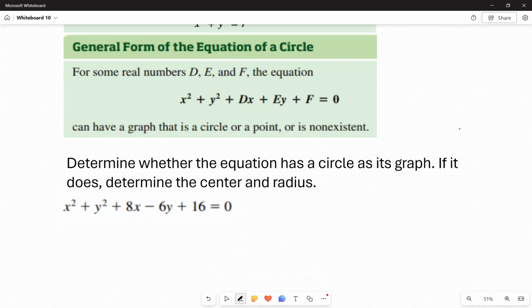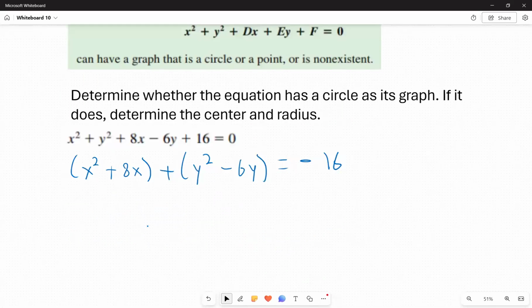Okay, so I'm just rearranging terms. x squared plus 8x, grouping like terms. So that's y squared minus 6y. And that 16, we're going to pass it to the other side. So all I did was rearrange terms. So next, we are going to complete the square.